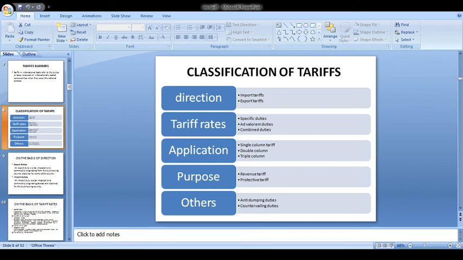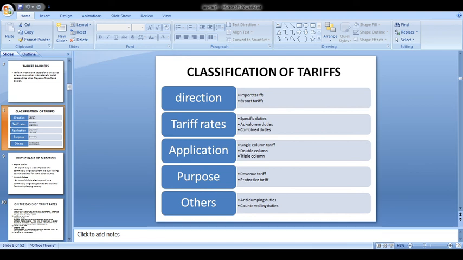Now, next is on the basis of application. On the basis of application, there are two types of tariffs: single column tariff and double column tariff. The single column, also known as unilinear tariff system, provides a uniform rate of duty for all like commodities without making any discrimination between countries. Like, there's a list of commodities and the tax on them will be the same irrespective of any country.